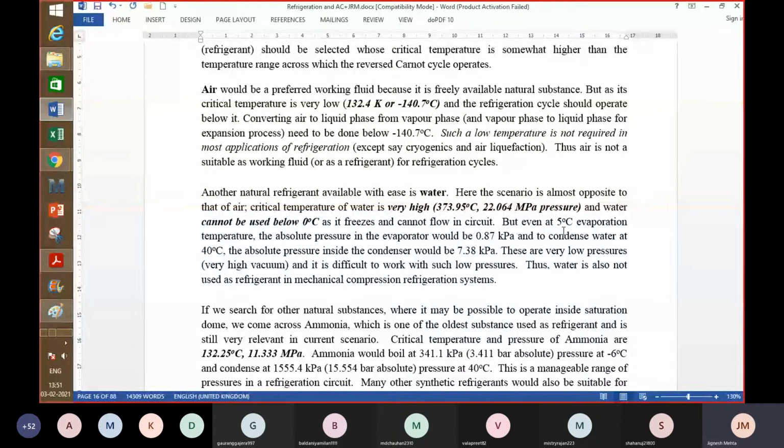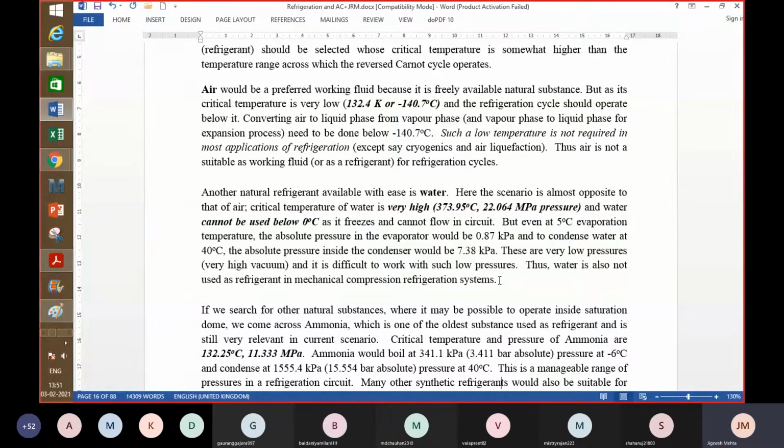Thus, water is also not suited as a refrigerant in a mechanical compression refrigeration system. So it's never used in mechanical compression refrigeration systems. It is used as a working fluid or refrigerant in absorption systems, as we will see in a separate topic. But in mechanical compression refrigeration systems, it is not used as a refrigerant.